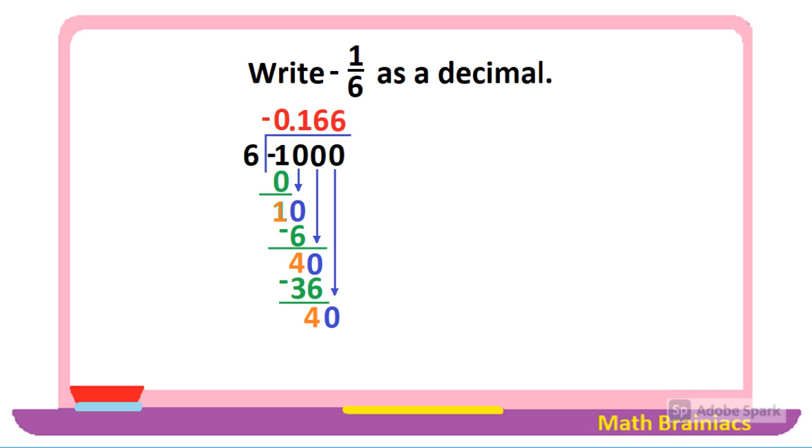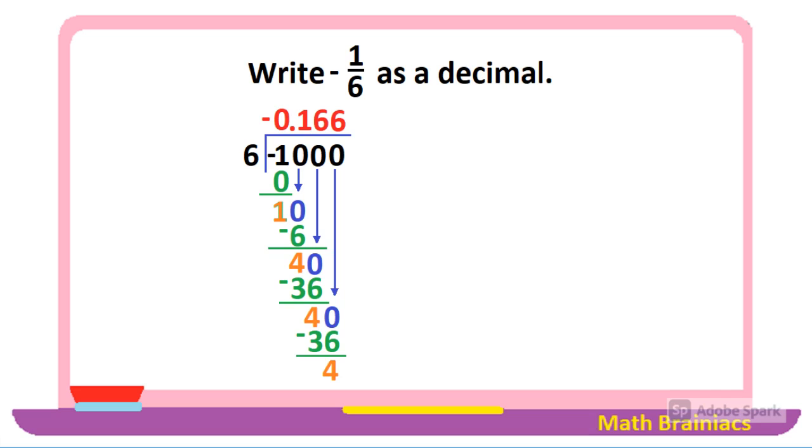We can add another 0 to the 1 and it will become 1000. And we can bring down the 0 so that the 4 will become 40. How many 6 are there in 40? There's 6. And 6 times 6 will give us 36. The process is repeating again. 40 minus 36 will give us 4.